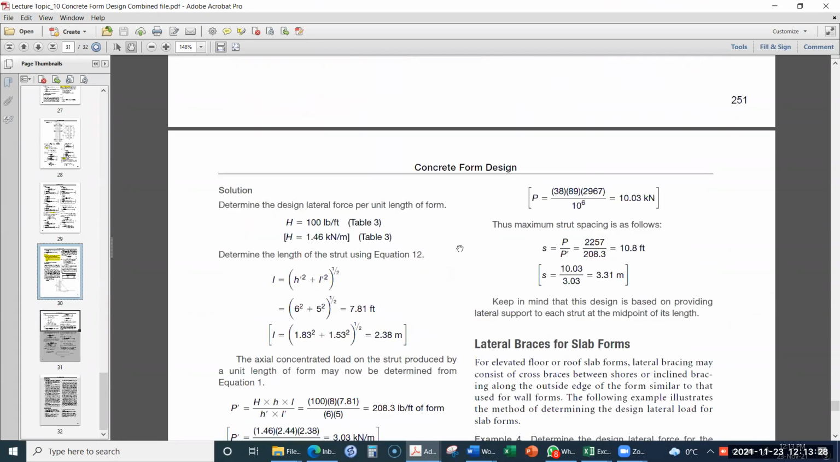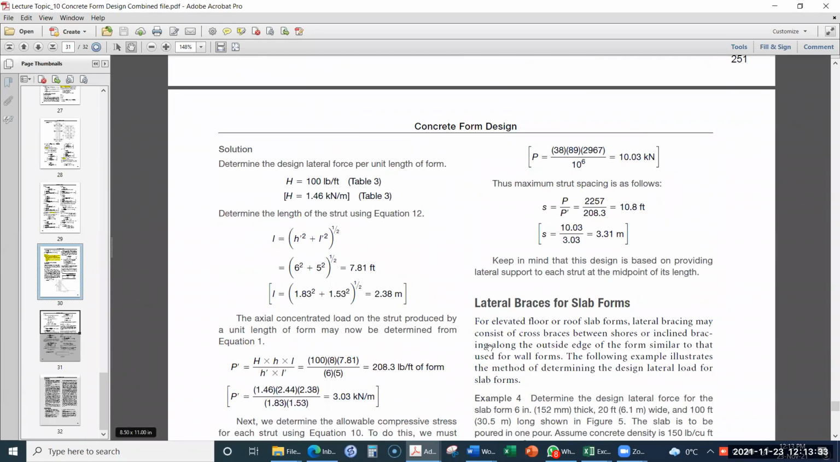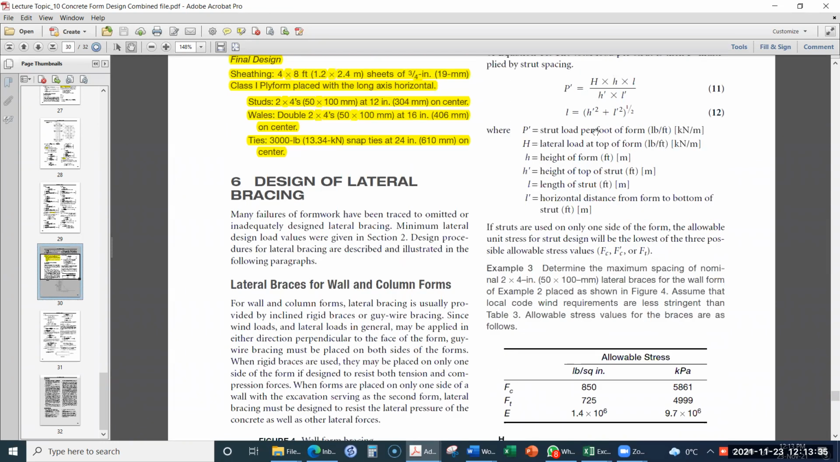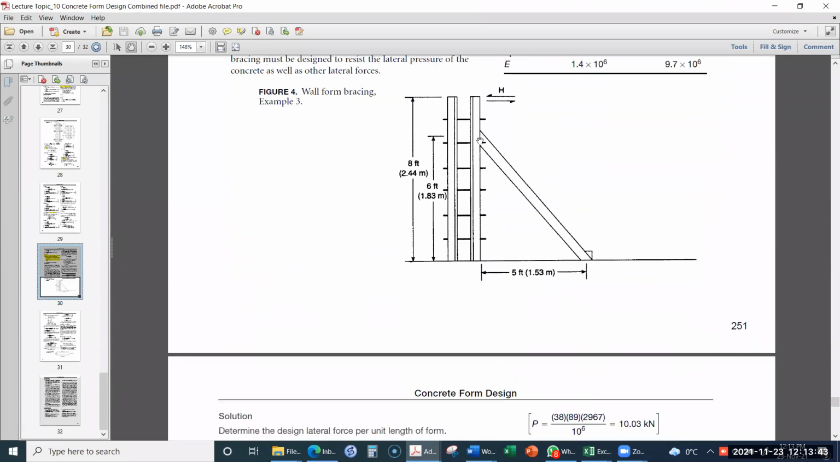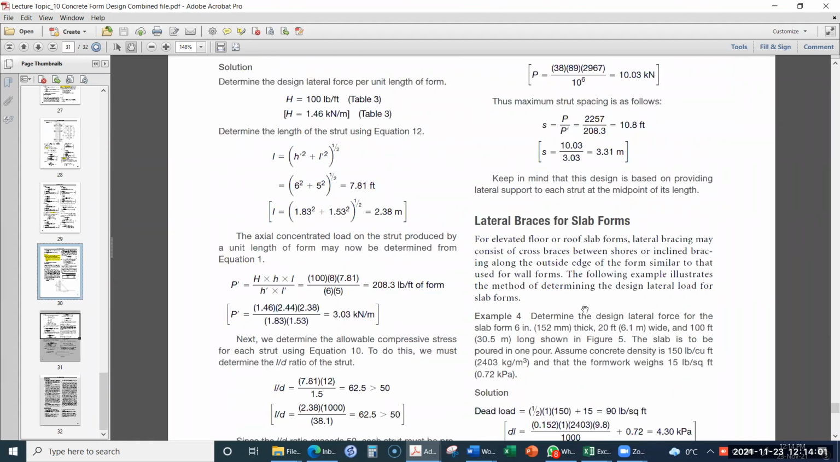So here we can see P prime. So P prime is what? P prime is the strut load per foot of the form. That is, it is not the actual load in the strut. It is per foot of the form, as a proportion of the total load of the form. So per foot of this length. That's why its value will be in kilonewton per meter.